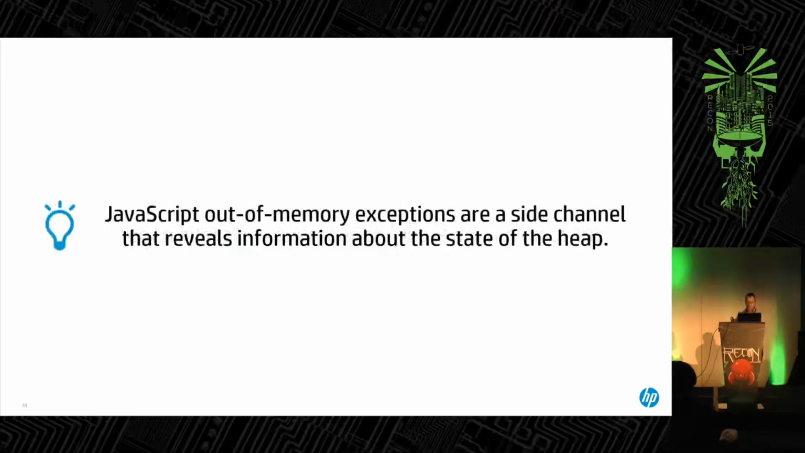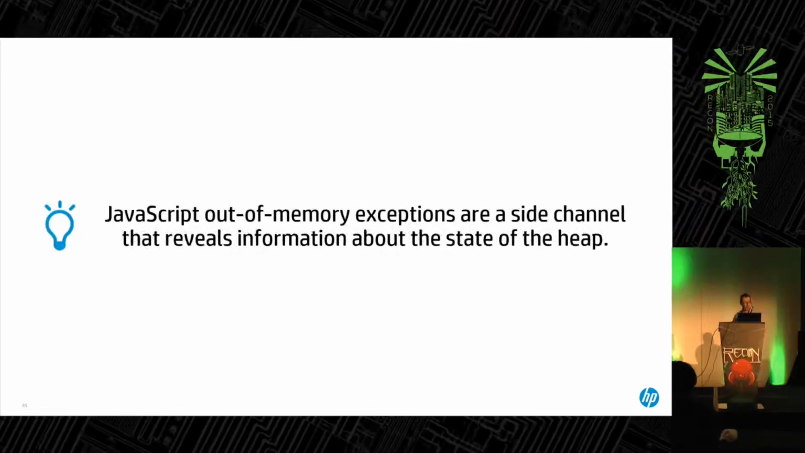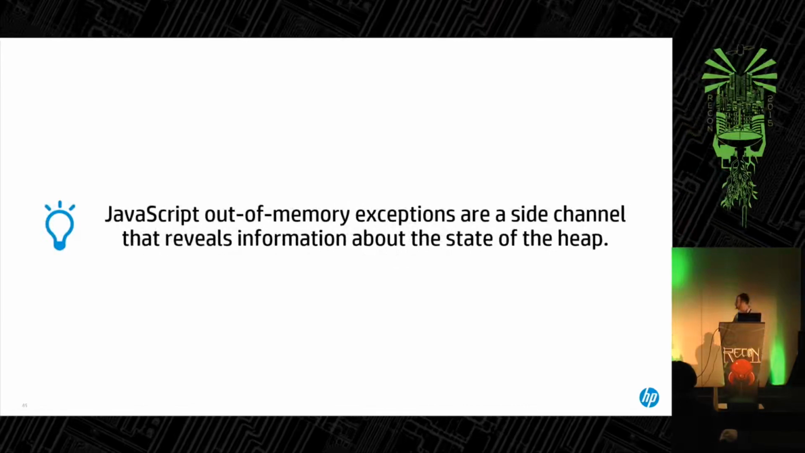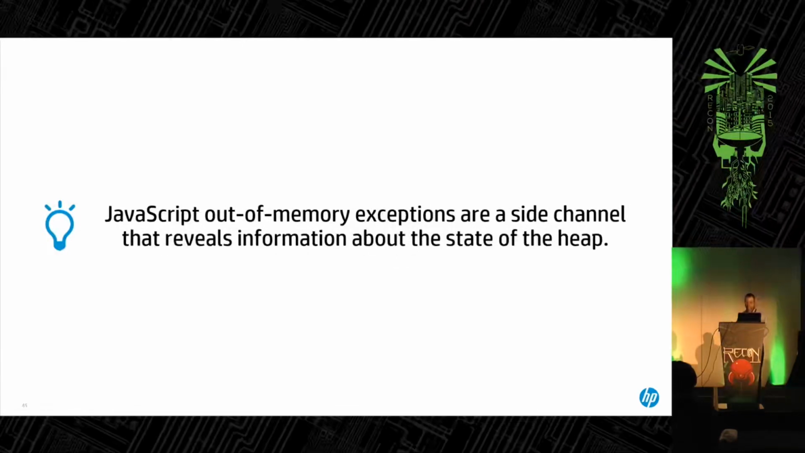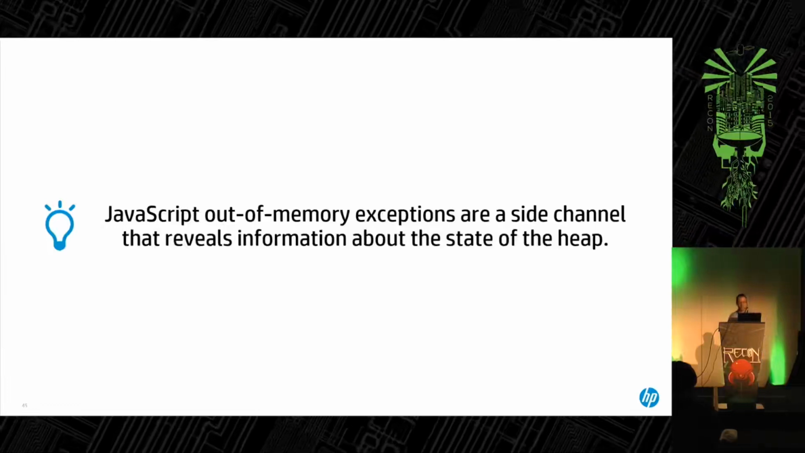In other words, JavaScript out-of-memory exceptions are a side channel that reveals information about the state of the heap. That's exactly the side channel we need in order to get information back from memory protection.